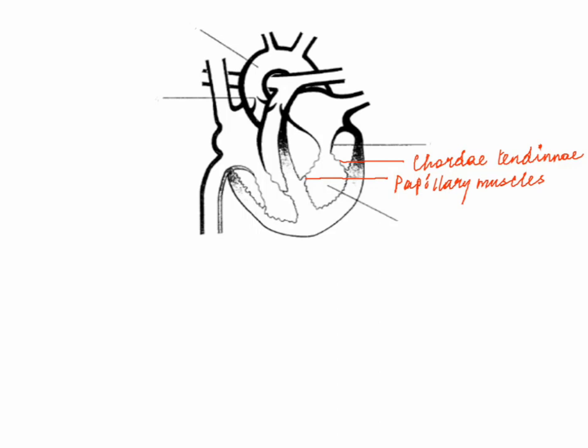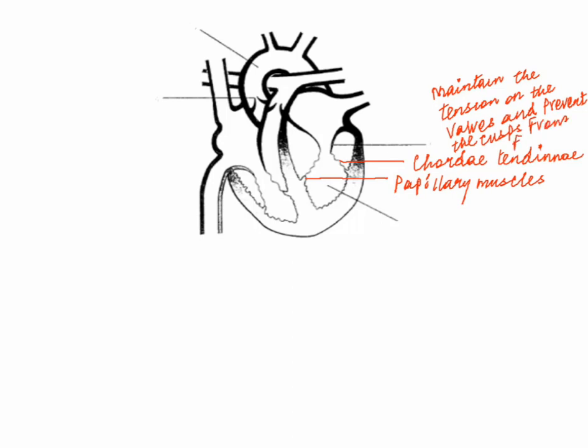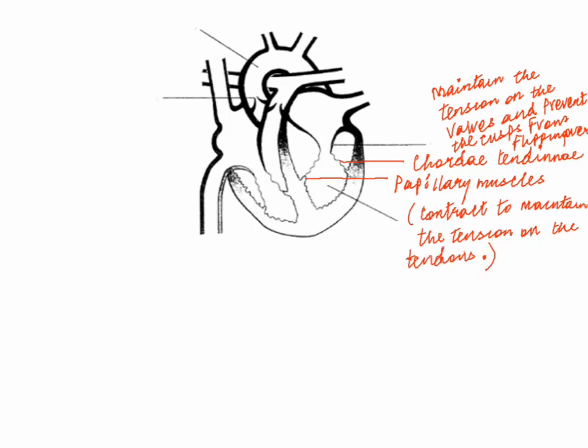And what are the functions? You see, the chordae tendinae maintain the tension on the valves and prevent the cusps from flipping over into the atria. Is it clear? So they hold the cusps in place. Now what do the papillary muscles do? When the papillary muscles contract, they maintain the tension on the chordae tendinae, on the tendon, same thing. Is that clear? Now this is what happens.